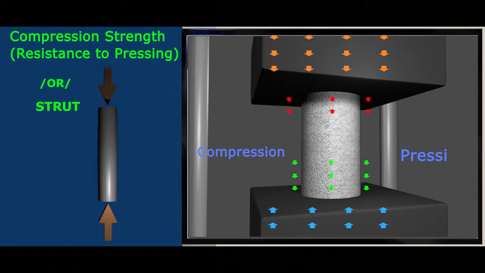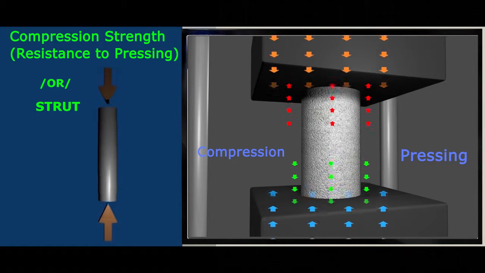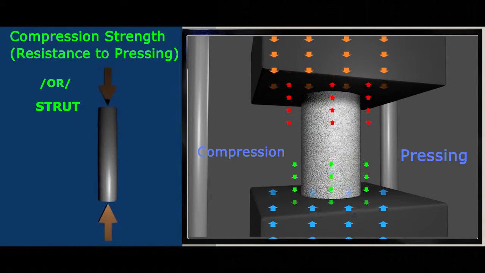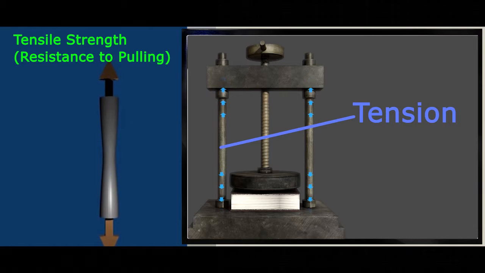In simple literal terms, that is pressing, resistance to pressing. Then the tension to which the end posts are subjected is the resistance to pulling, or pull, resistance to pull.